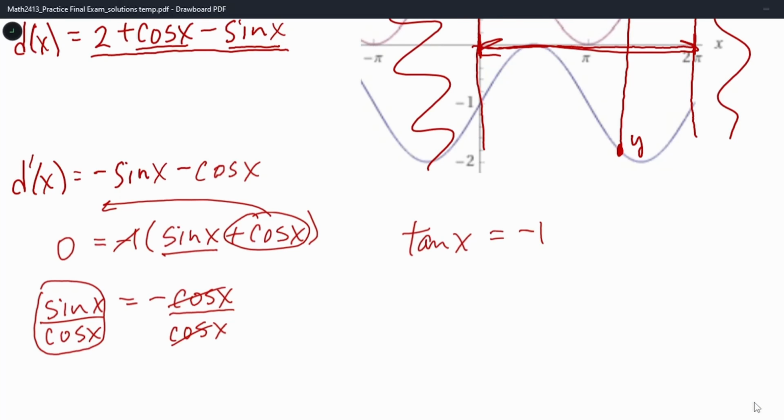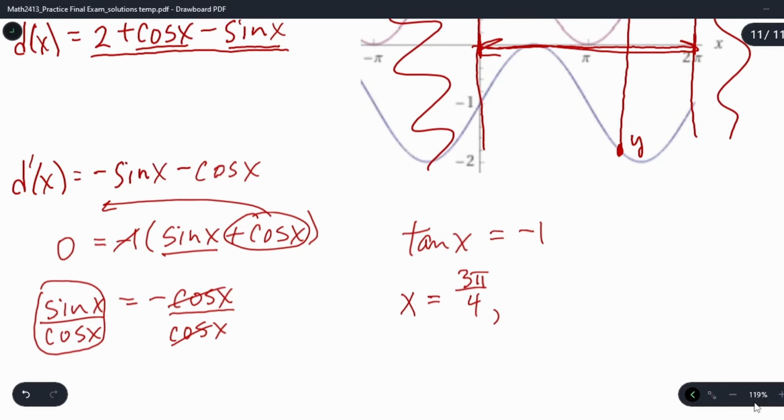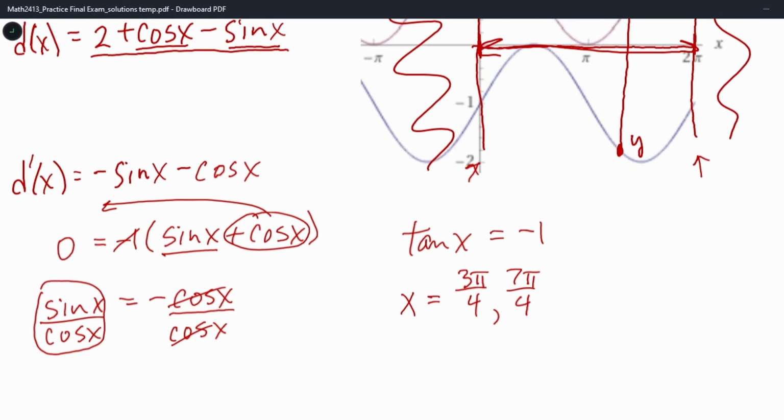Well, on the interval from 0 to 2 pi, the angles for tangent that produce negative 1 are 3 pi over 4 and 7 pi over 4. So these are my two candidates for where the maximum might occur. And then if you remember, we also need to check the endpoints to make sure that the endpoints don't actually contain the maximum value. So let's do this.